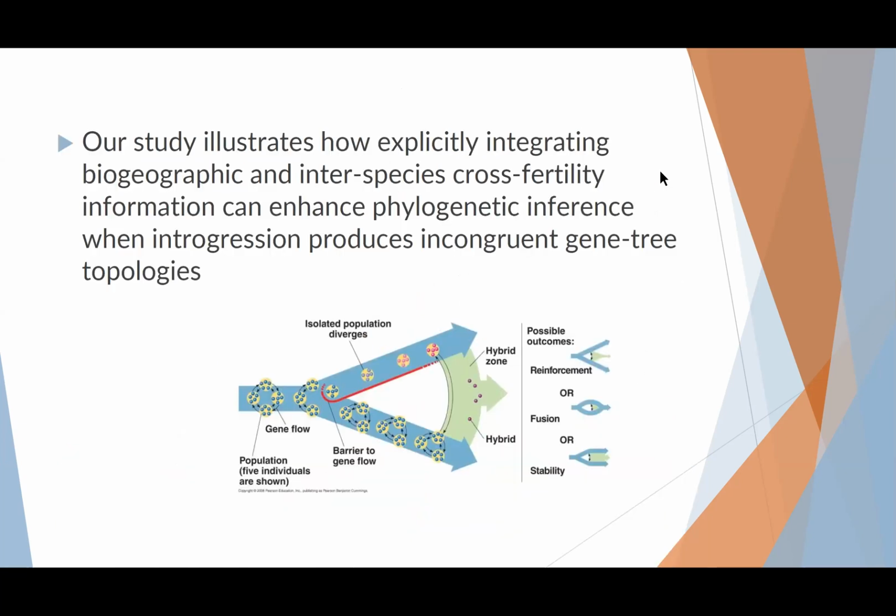I think our study illustrates how explicitly integrating biogeographic and interspecies cross-fertility information can enhance phylogenetic inferences when introgression produces incongruent gene tree topologies. Thank you so much, but I'm expecting some questions from you.